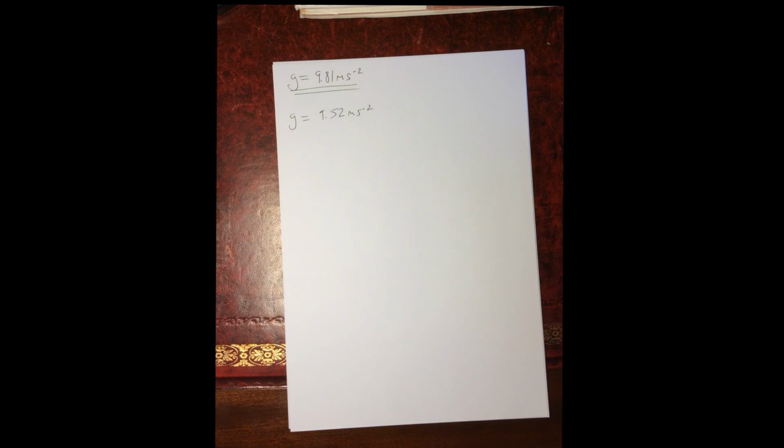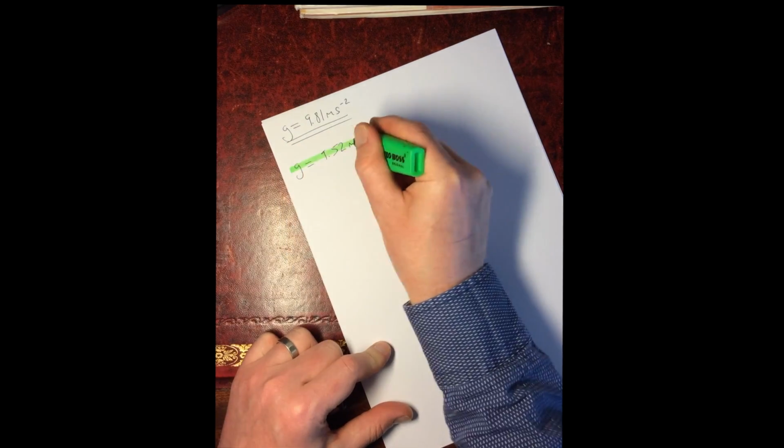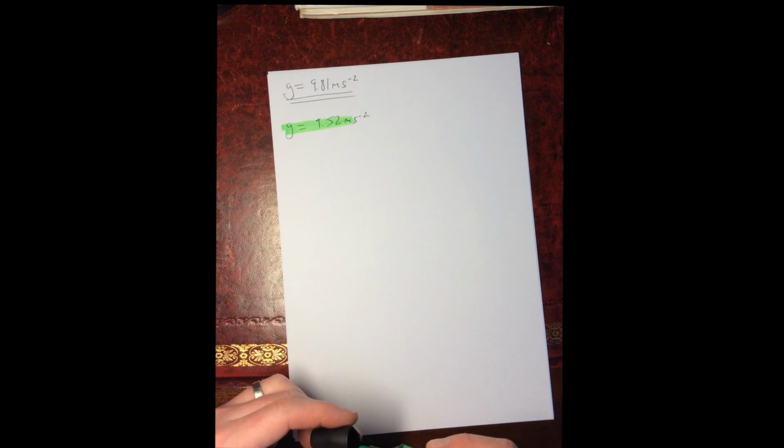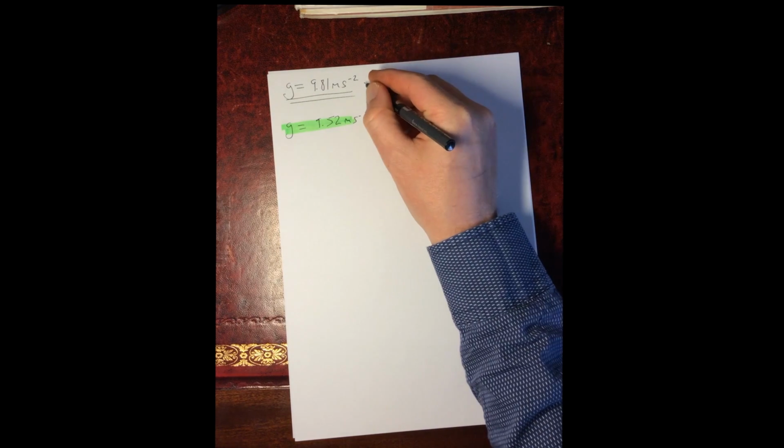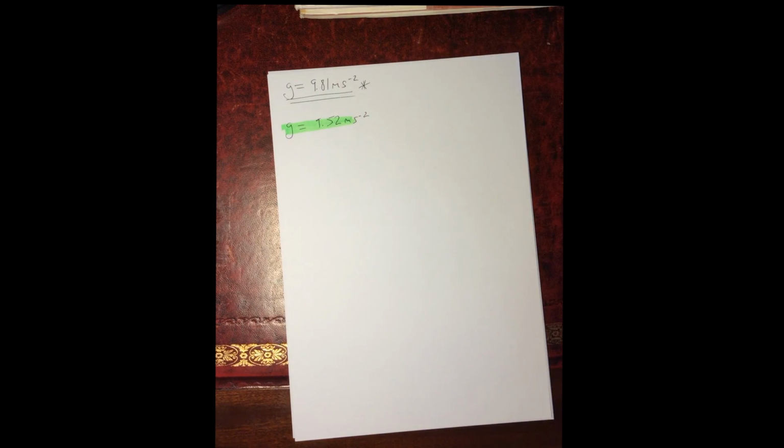So we've carried out that experiment and we get a value of 9.52. That's the value that we come up with from our experiment for the acceleration due to gravity. Now we know that is not the correct value. The true or correct value is 9.81, and that's been established over hundreds of years through probably hundreds or thousands of experiments being carried out to a high degree of accuracy. So we know that's the true value.